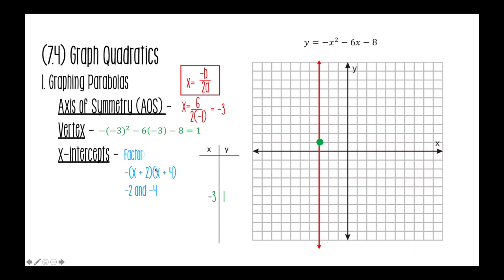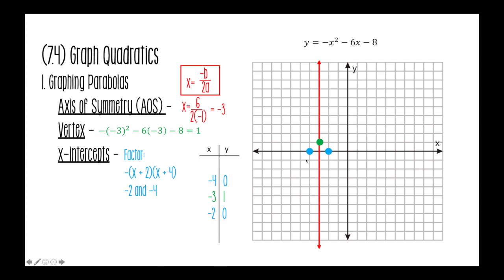I need two numbers that multiply to give me 8 and add to give me 6. These were my factors. Then if I set each of these factors equal to 0, I get -2 and -4. Those are my x-intercepts. So I can go ahead and put those into the chart and plot them. And then just like the last one, I need 5 total values.